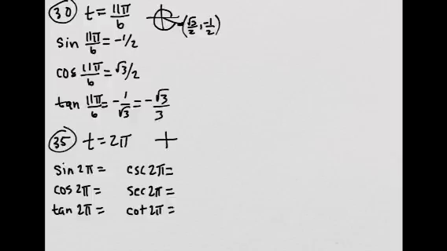Alright, for 2 pi, so that would be one complete rotation. We land right here at 1, 0. Okay? So the sine of 2 pi, that's the y coordinate, is 0. The cosine of 2 pi is the x coordinate, that's 1. The tangent of 2 pi is 0 over 1, which is 0. Cosecant of 2 pi, well, that's a reciprocal of 0, so that's undefined. The secant of 2 pi, the reciprocal of 1 is 1. And cotangent of 2 pi, that's the reciprocal of 0 again, undefined.